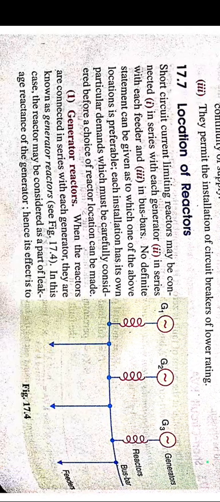Location of the reactor. The short circuit current limiting reactor may be connected in series with each generator, or in series with each feeder, or in the busbar. No definite statement can be given as to which one of the above locations is preferable. Each installation has its own particular demand, which must be carefully considered before a choice of reactor location can be made.